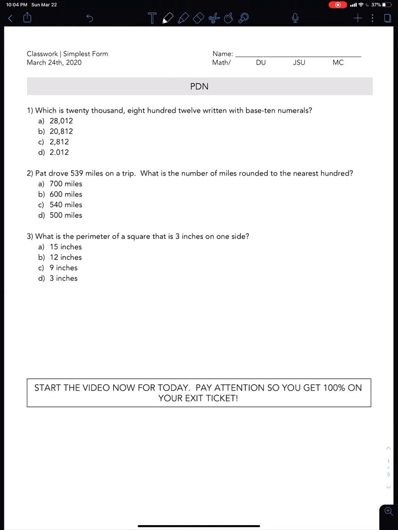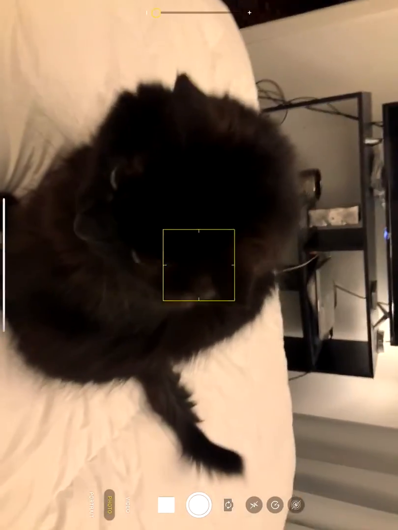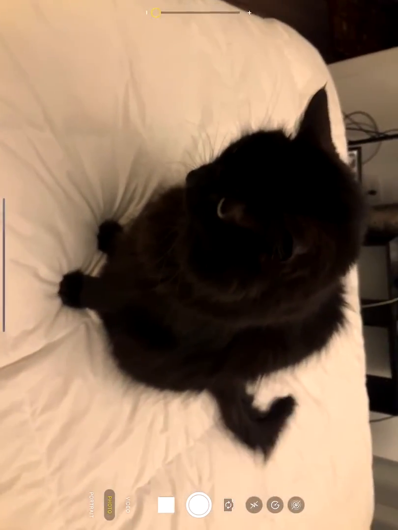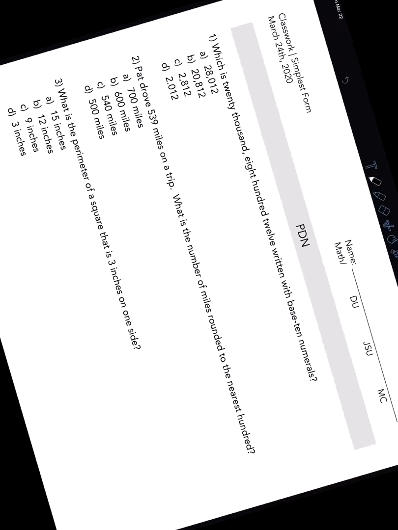I'm here actually with my cat. Hold on. You can see my cat. He's sitting there. Say hi, Boo. Okay, never mind. Don't say hi. Anyway, I'm here with my cat, and I wanted to teach you some more math.